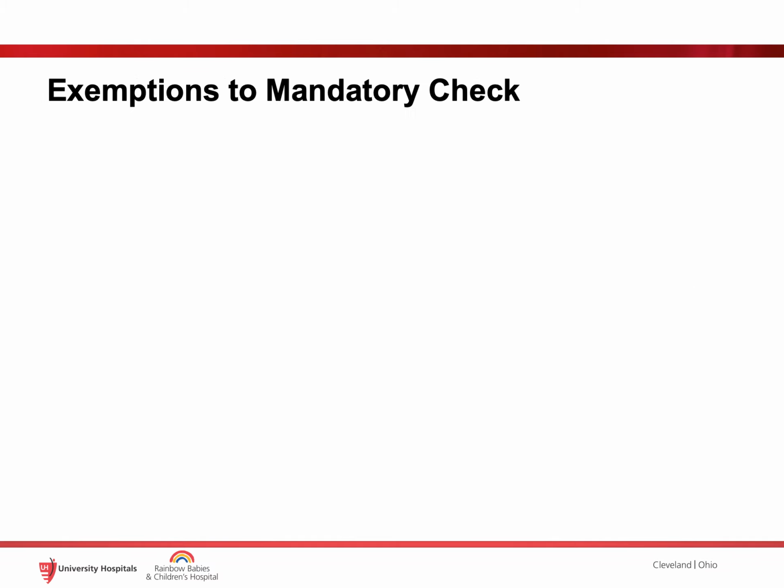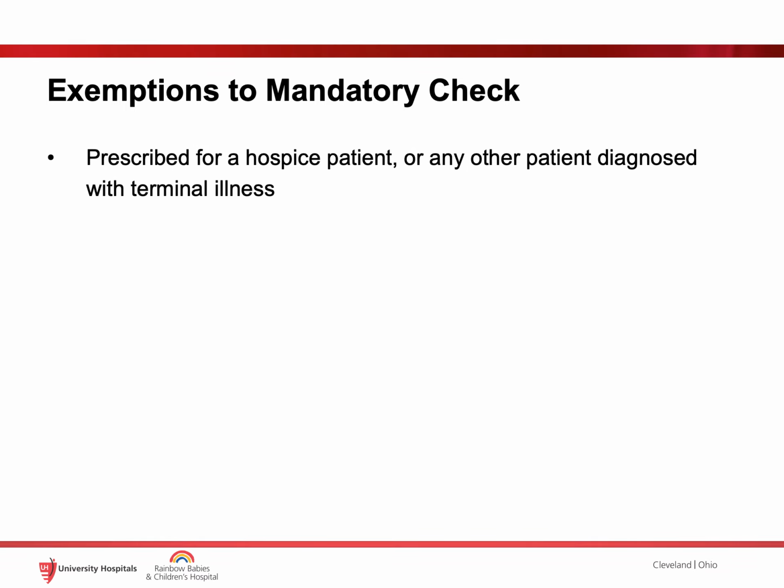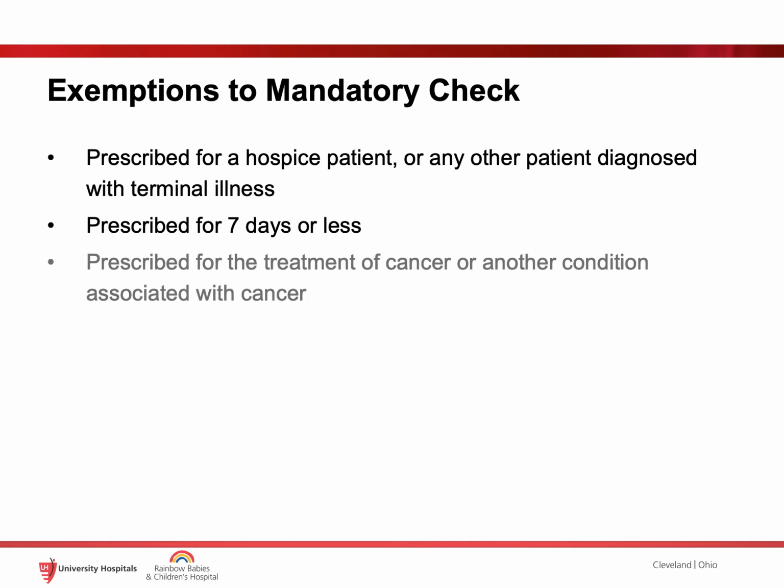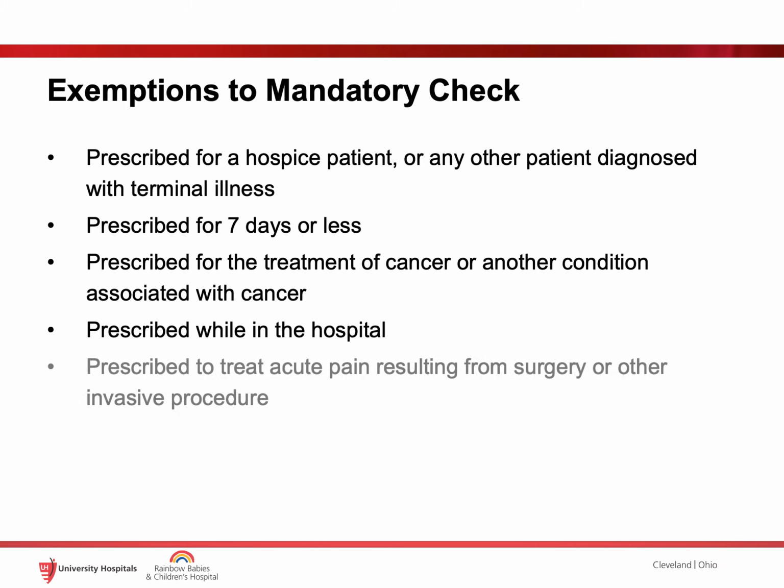And then exemptions from the mandatory check for OARRS, similar to the other ones: if they're a hospice patient, terminally ill, prescribed for 7 days or less, if it's treatment for cancer, if it's for while they're in the hospital, and if it's treatment for acute pain. Again, if you have any red flags, for any of these patients, you should still run an OARRS report.